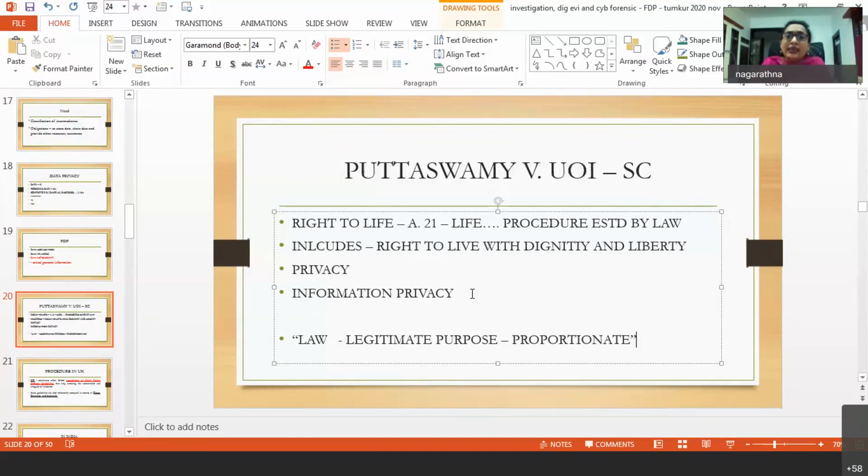Even jail should be an exception, because every custody would indicate that you're encroaching on a person's right to life and liberty. So unless that jail is essential, don't subject a person to jail. This is all in our law, but practically what happens is what we are all seeing around us. We can now take questions.